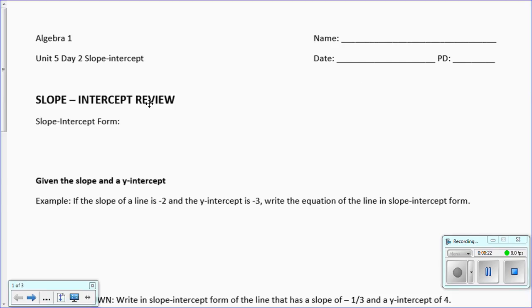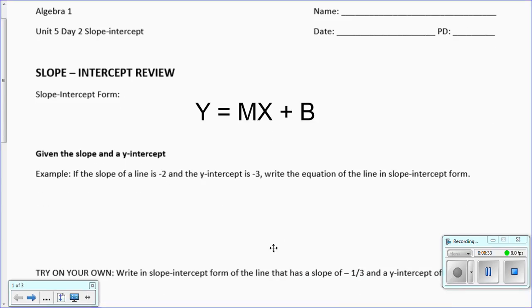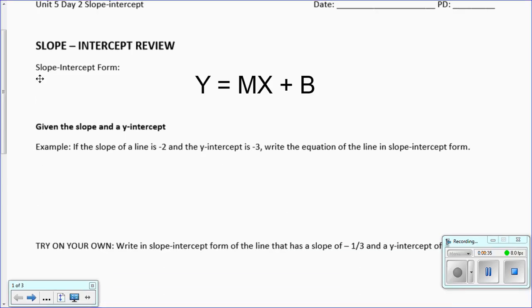Slope intercept form. Remember, it looks like y equals mx plus b. Hopefully that's committed to memory right now. If not, you've got a few more days to memorize it because you will need it. There are different ways we're going to use slope intercept form, so depending on what information they give you, I'm going to show you how you can write it in slope intercept form. We're going to start with given the slope and the y-intercept, which is the easiest.